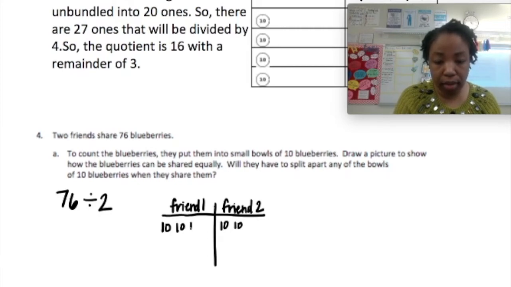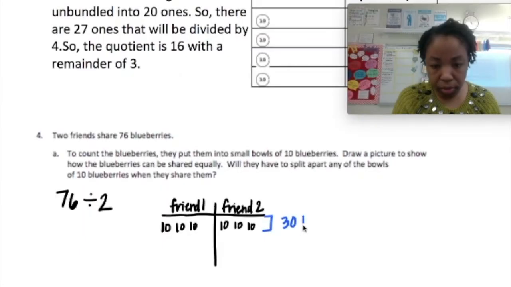Friend 1 gets 10 and friend 2 gets 10. That's 40. 10, 10, 60. 10, 10. Well, that makes 80, so that would be too much. So they can each get 3 tens of blueberries. Yes, 30 blueberries each, 60 total.